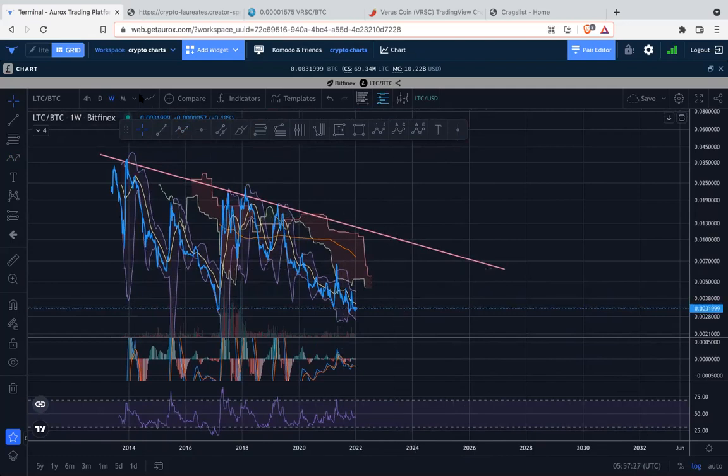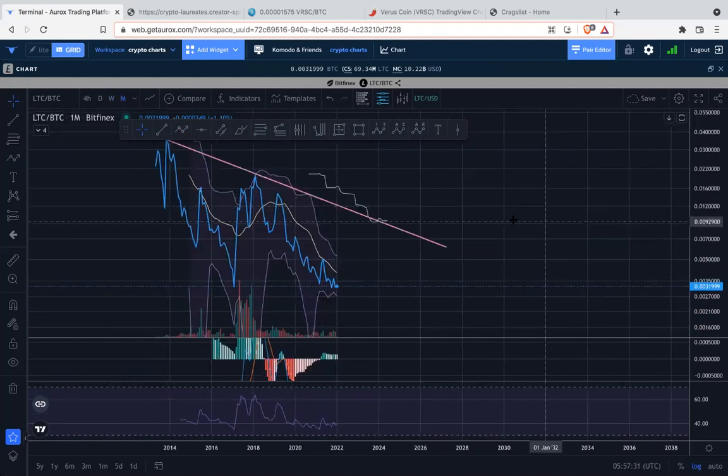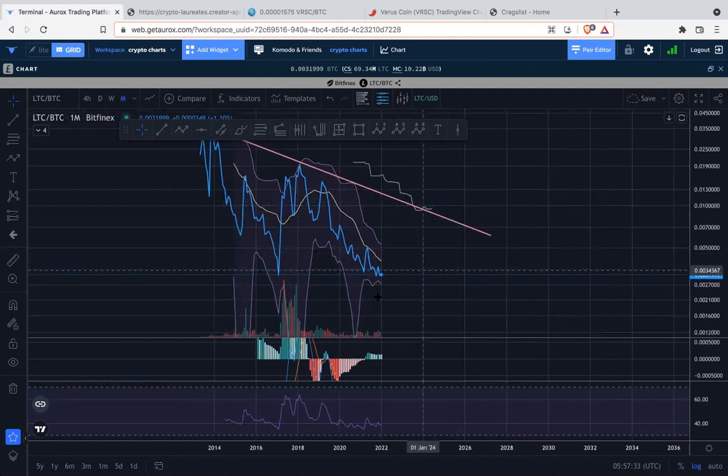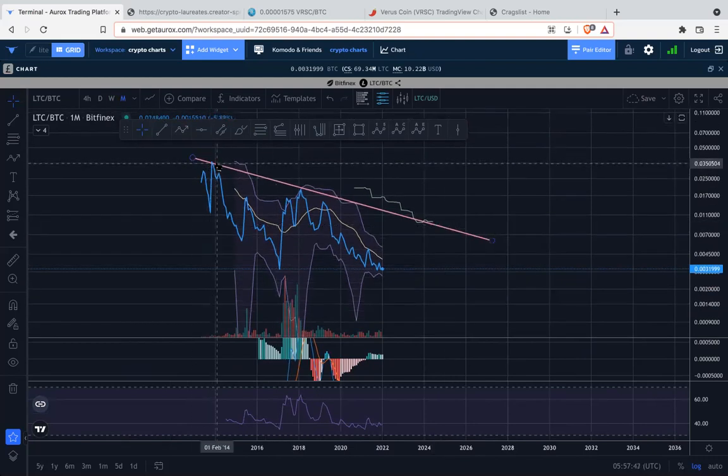The other thing I'd like to mention is on the monthly time frame, we get Bollinger Band action. It's been at the bottom of the Bollinger Band here, shot right up to the top, after being at the top of the band, down to the bottom, shot up to the top.